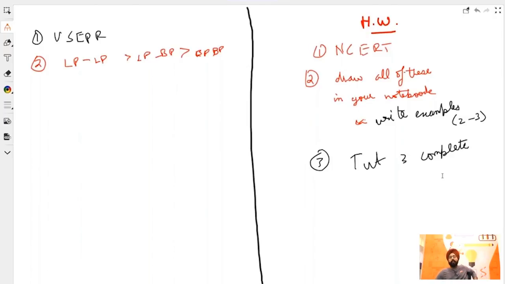Do practice VSEPR. अच्छे से tutorial कर लो and you now have all of the visualization in mind. People find VSEPR difficult because they don't visualize things. रट्टा है नहीं इसमें. It's all about visualization.